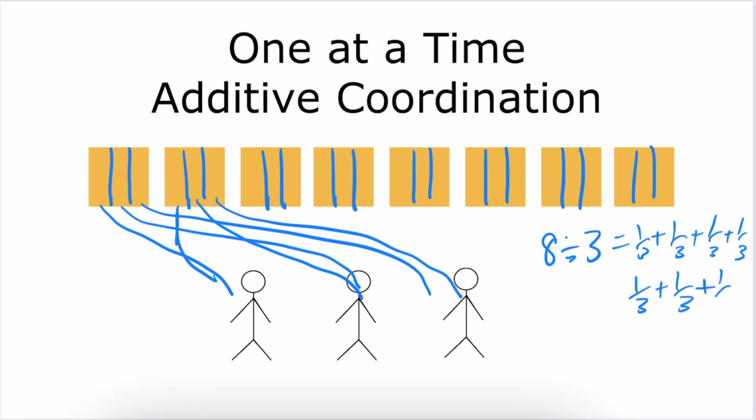Because each piece of bread is split up into thirds and each person gets one. And so ultimately, they'll say that 8 divided by 3 equals 8 thirds, which is correct. And this is called additive coordination because they're thinking about it as the fraction from each piece of bread being added all together to give you the total amount of bread that each person gets.